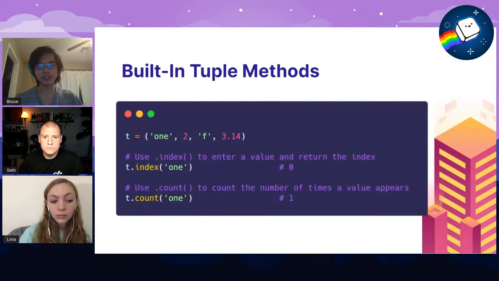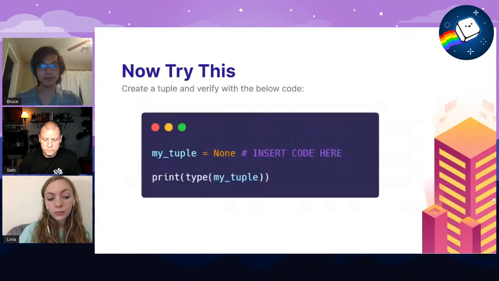Built-in tuple methods, once again, like lists. We use .index if we want to get the index of whatever value we put in. So if we call t.index of 1, what is the index of this element 1? Well, it's in the 0th position, so the index is 0. That'll give you back 0. .count is what it is on the tin. How many times does the argument occur in the tuple? How many times does the word 1 appear in T? Well, just once, so we get 1.